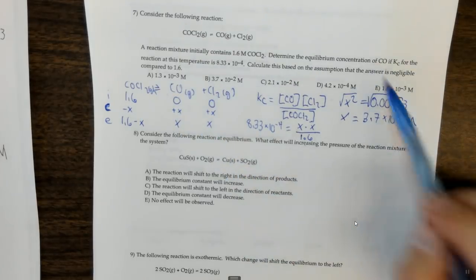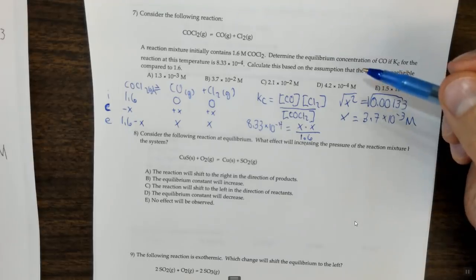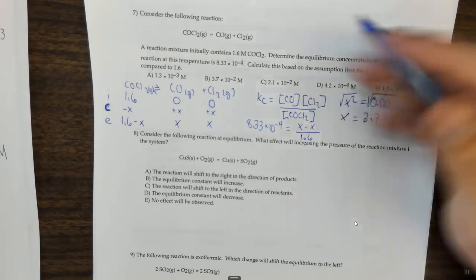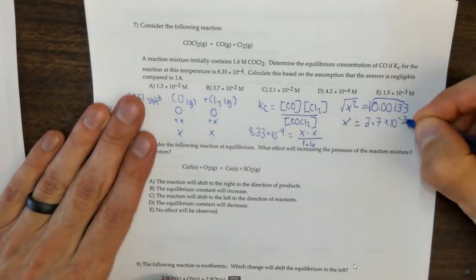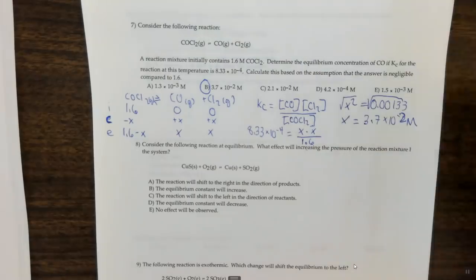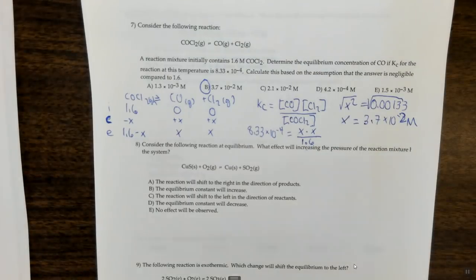It asks us for CO, and this is the answer, which is, in this case, choice letter. I apologize, I have a small mistake here. This should be 3.7 times 10 to the minus 2 molar, which is choice letter B. All right, I just made a writing mistake here. So it is choice letter B, 3.7 times 10 to the minus 2 molar.